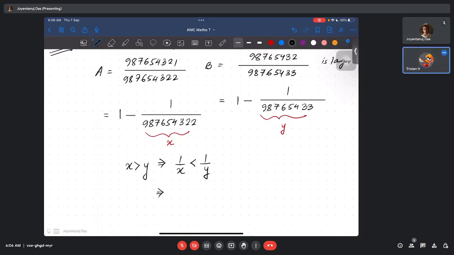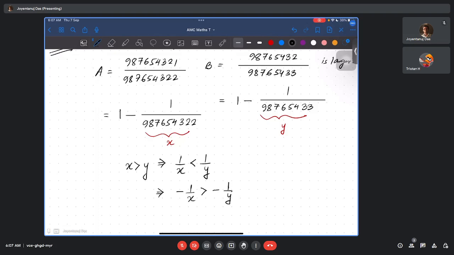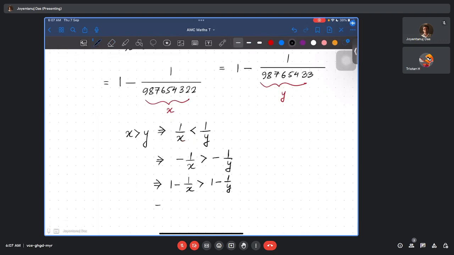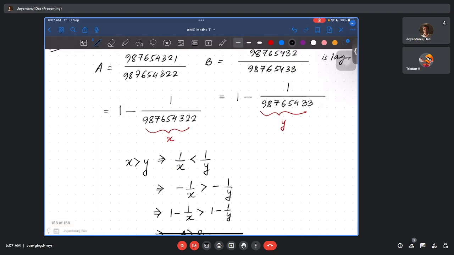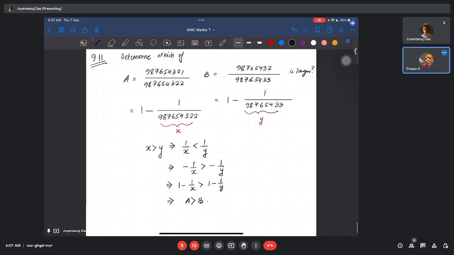So yes, using inequalities to prove. Now if I take the negative, the inequality will change. Now I'm just adding a positive quantity on both sides, so it will remain unchanged. So A is greater than B. Okay, yes, all right.